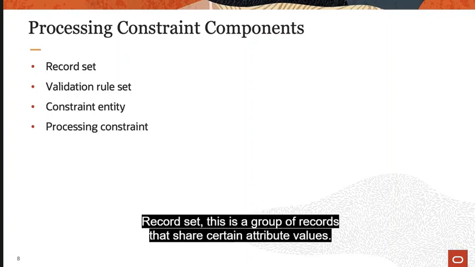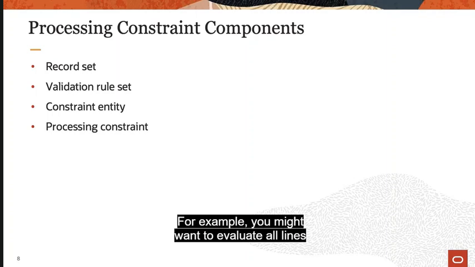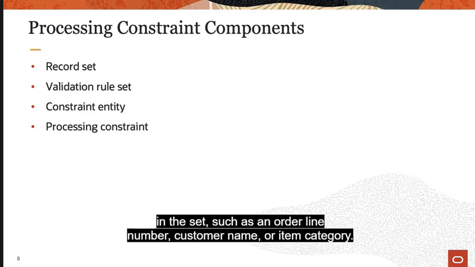Record set. This is a group of records that share certain attribute values. For example, you might want to evaluate all lines on a specific order or all orders for a particular customer. When setting up processing constraints, you'll specify a record set to validate using its validation template. Attribute. This is a business object characteristic that identifies which records are included in the set, such as an order line number, customer name, or item category.